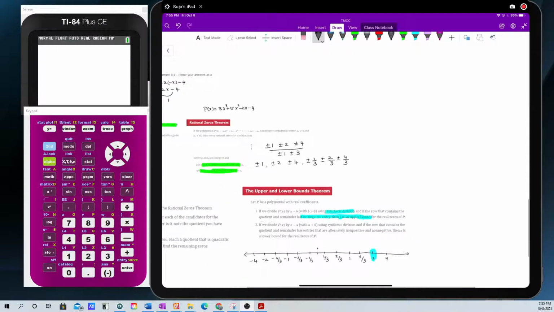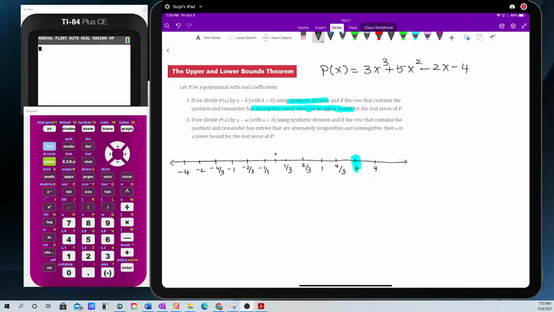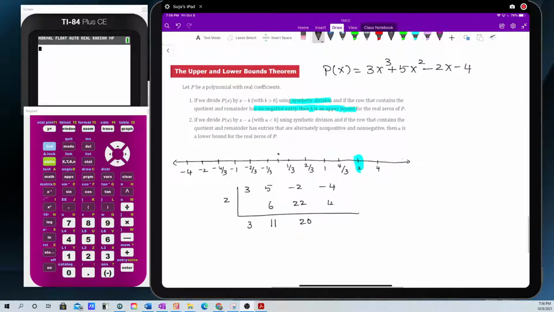The polynomial I have is p(x) = 3x^3 + 5x^2 - 2x - 4. If I take this and do synthetic division, 3, 5, -2, -4, divided by 2: bring down the 3, 3 times 2 is 6, 6 plus 5 is 11, 11 times 2 is 22, 22 minus 2 is 20, 20 times 2 is 40, 40 minus 4 is 36.